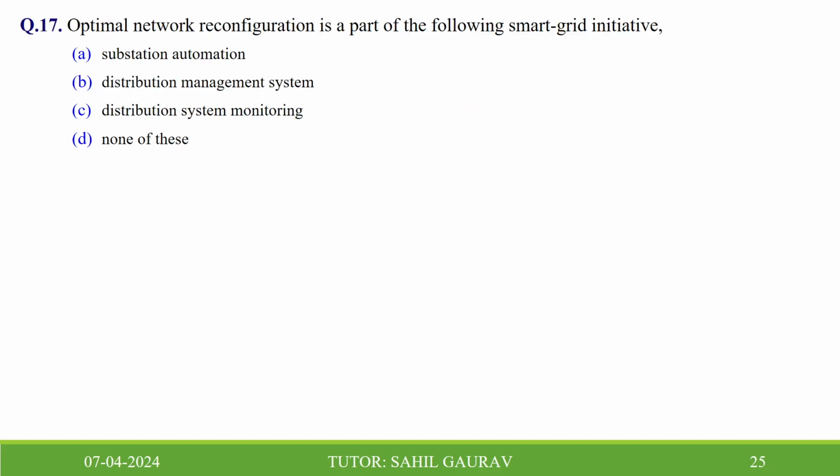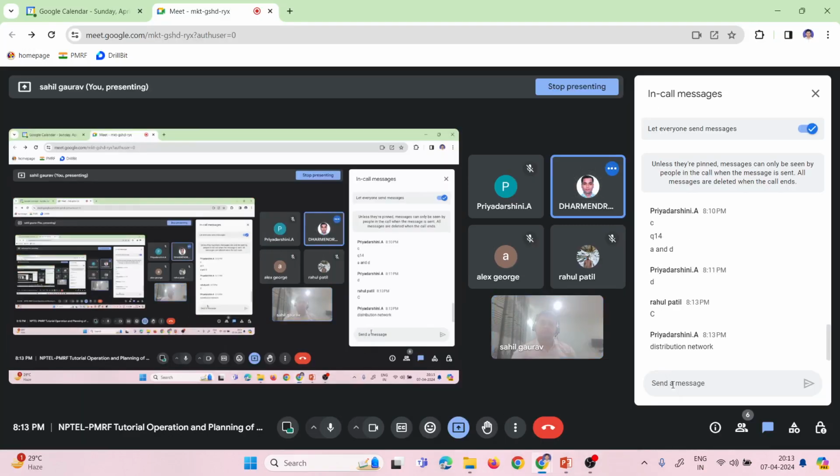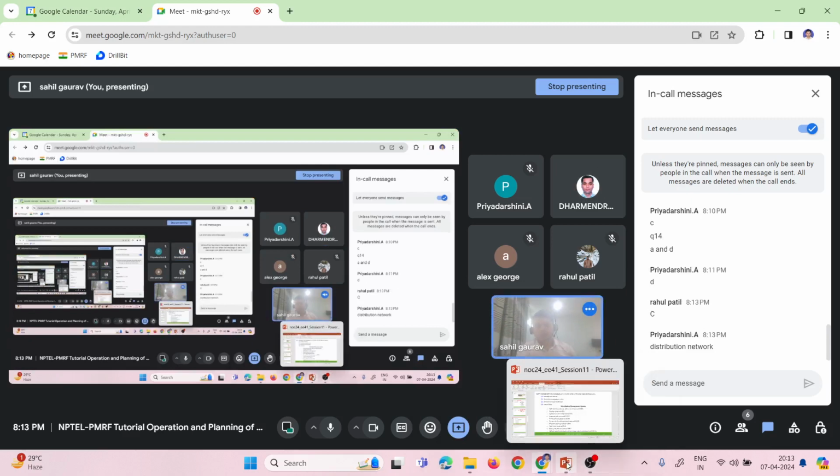Now let us see the next problem. Optimal network reconfiguration is part of which of the following smart grid initiatives? Options are substation automation, distribution management system, distribution system monitoring, none of these. Anyone? I think C option. No, C is not correct.